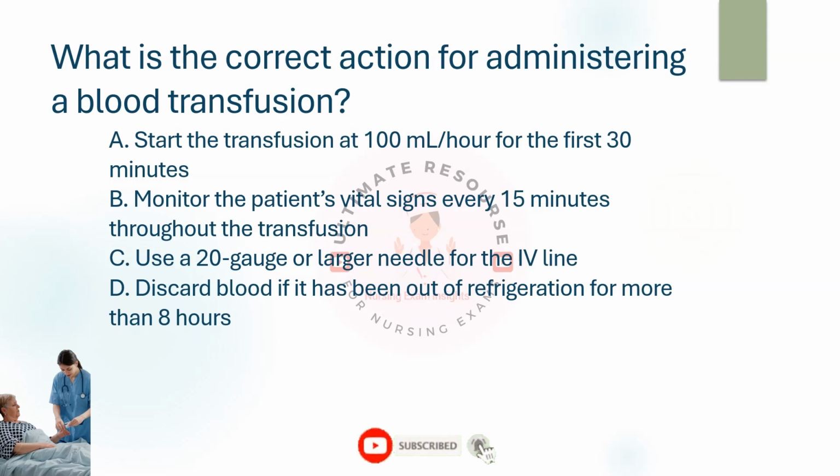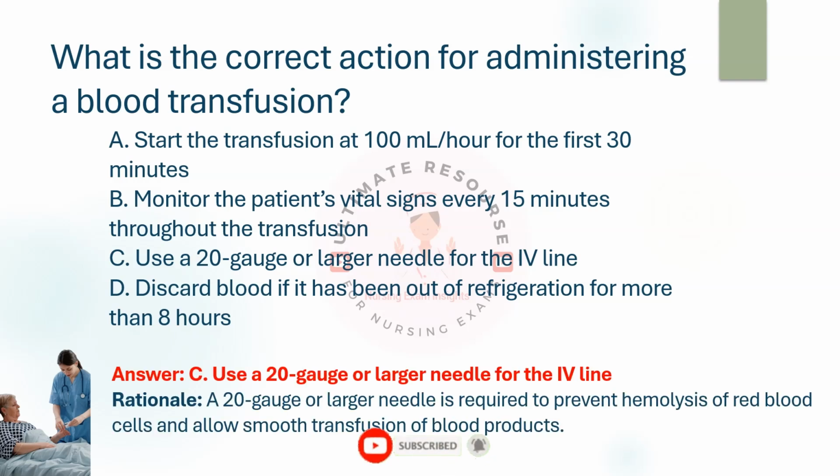What is the correct action for administering a blood transfusion? Options are A. Start the transfusion at 100 ml per hour for the first 30 minutes. B. Monitor the patient's vital signs every 15 minutes throughout the transfusion. C. Use a 20 gauge or larger needle for the IV line. D. Discard blood if it has been out of the refrigeration for more than 8 hours. Answer is C. Use a 20 gauge or larger needle for the IV line.